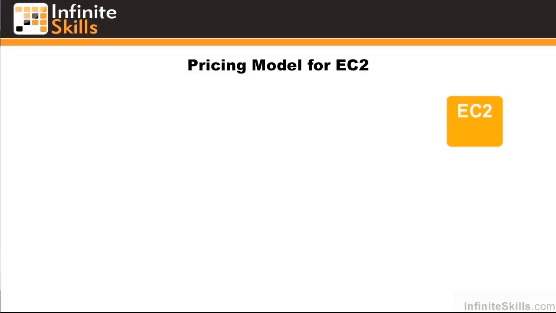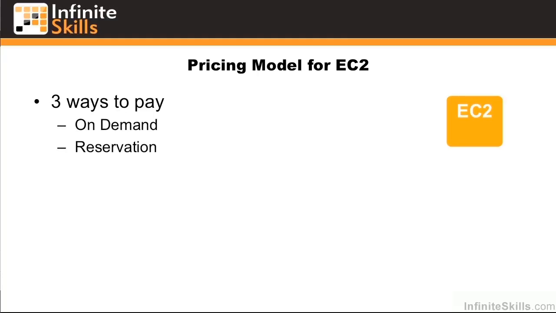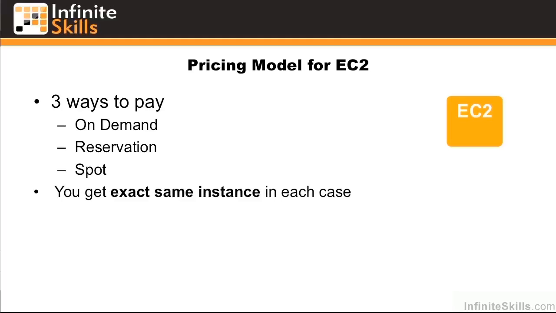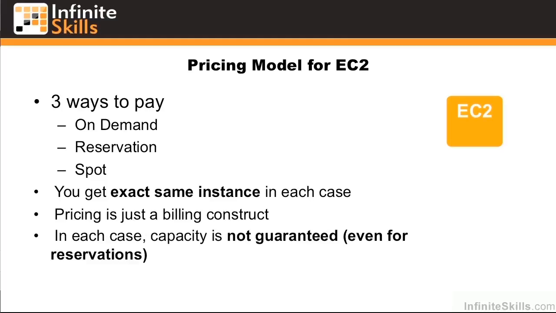In this lesson, we're going to walk through the various pricing models available for EC2. There are essentially three ways to pay: on demand, with a reservation, or with spot. The important thing to note is that you get the exact same instance in each case. This pricing is just a billing construct. In each case, the capacity is not guaranteed, even for reservations.